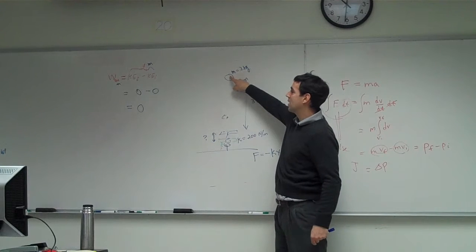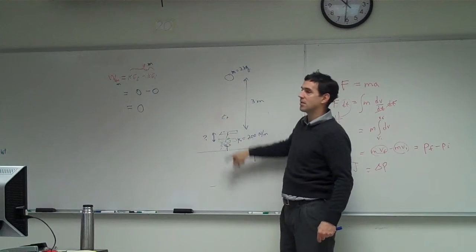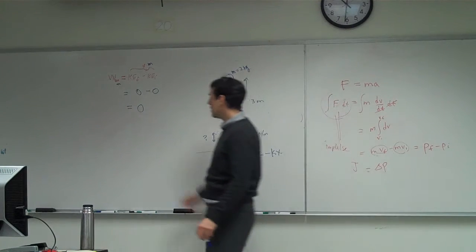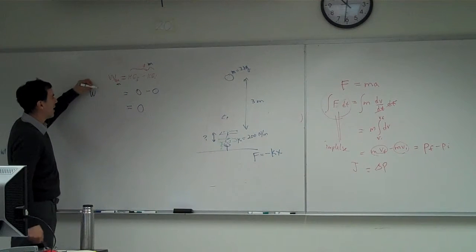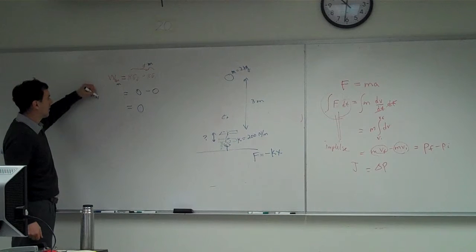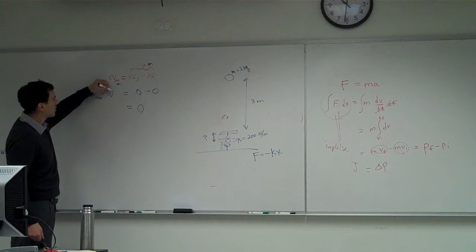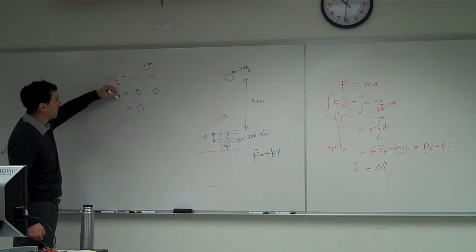So the Earth's gravity is acting that entire distance. So when I look at the work done on the mass, I need to consider the work done on the mass due to gravity plus the work done on the mass due to the spring.